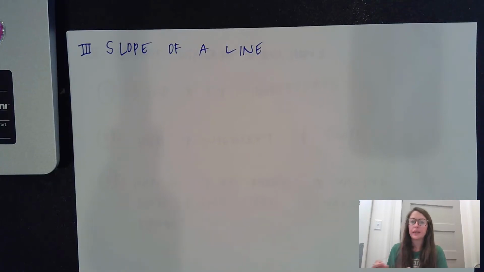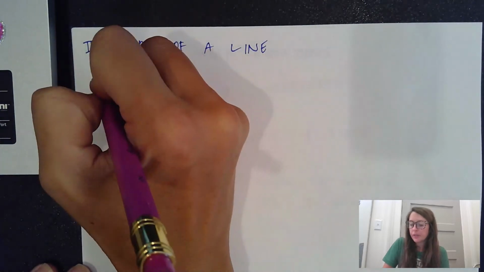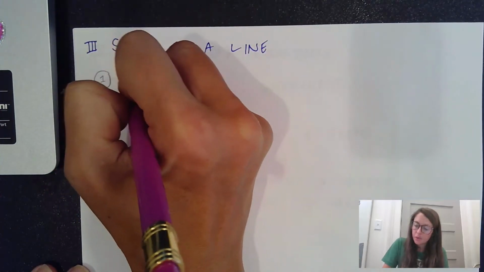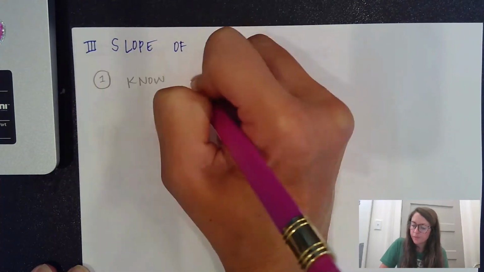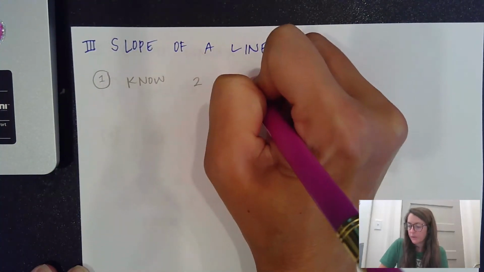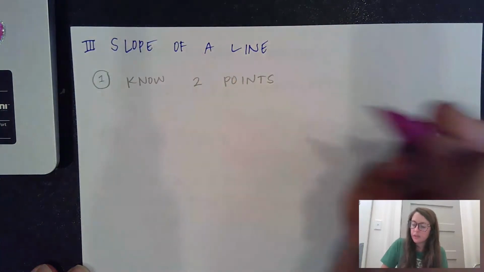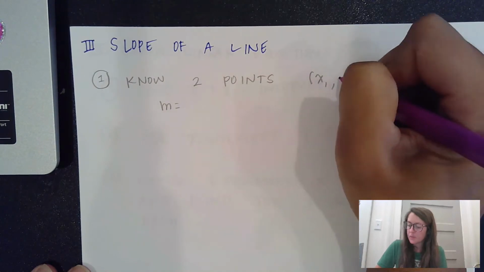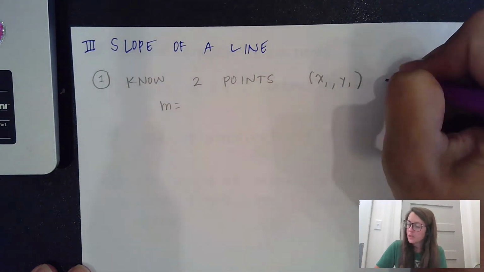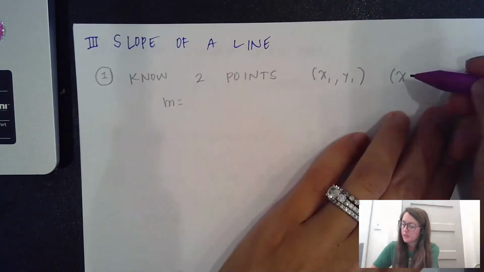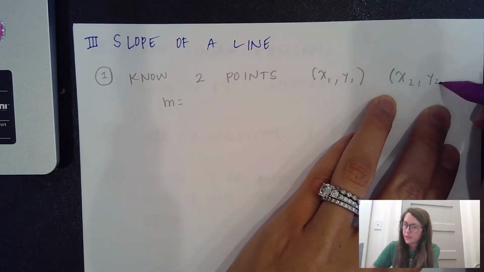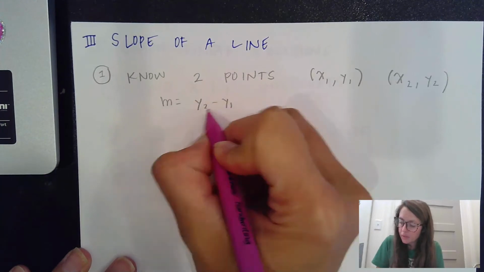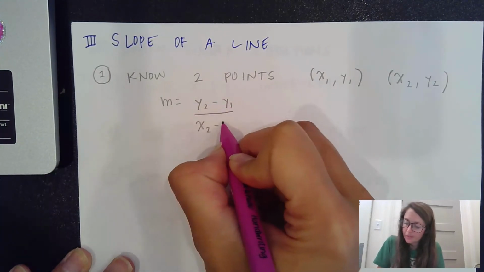So today we're going to look at slope of a line. You can find slope of a line a few different ways. If you know just the 2 points on the line, let's say we've got x1, y1, so we know that 1 point, and we know x2, y2 here. We know the second point. So we can say y2 minus y1 all over x2 minus x1.